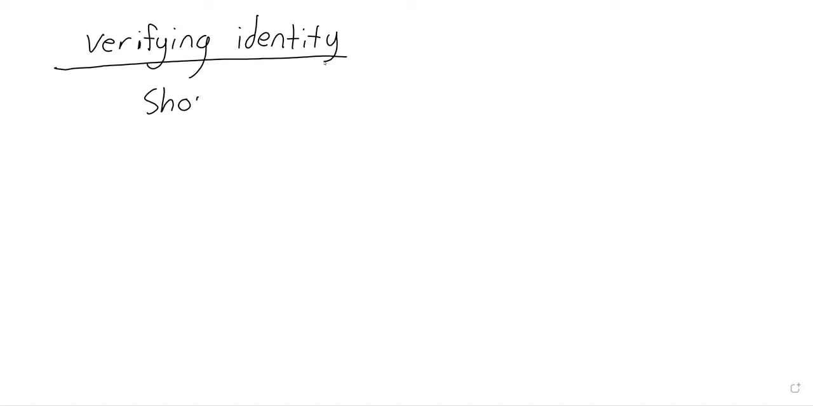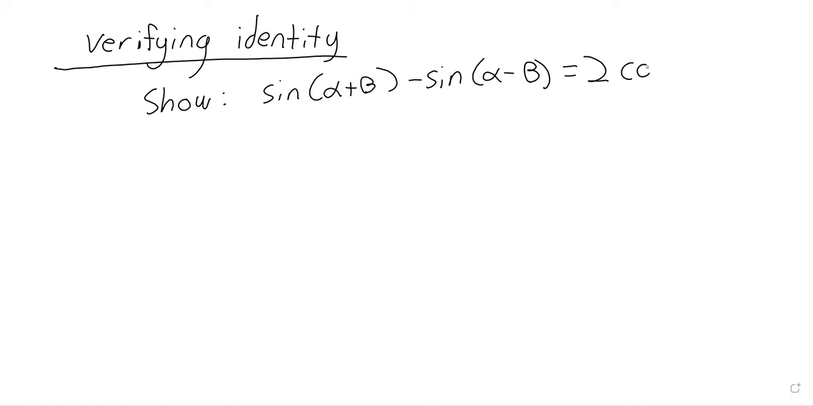Let's show that the sine of alpha plus beta minus the sine of alpha minus beta is twice the cosine of alpha times the sine of beta.